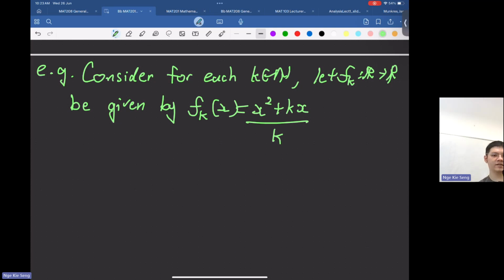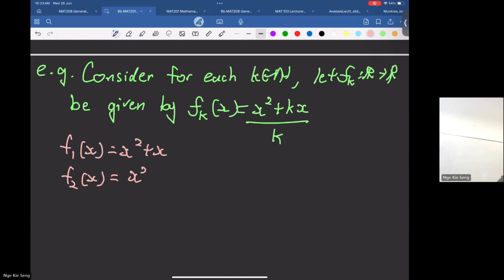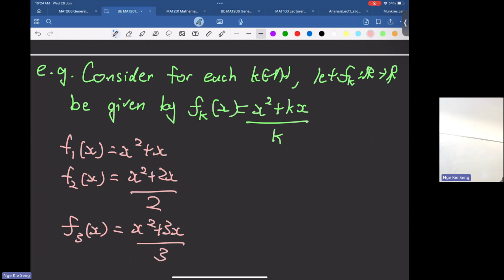What's this function? What does this sequence look like? You can try: what is f1? f1 is x squared plus x. f2 is x squared plus 2x over 2. f3 is x squared plus 3x over 3, and then so on.